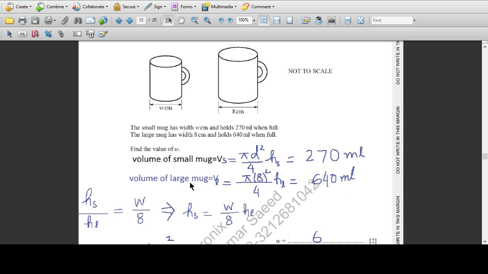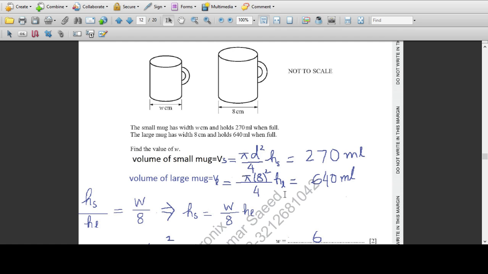So for the volume of a large mug, VL is the large volume, volume of large mug is equal to pi, and this is given 8, and in place of the radius we use the diameter, so we will place dia upon 2 square. In the denominator this 2 square is 4, that's why this 4 is here, and HL is given, and this 640 ml is also given here.